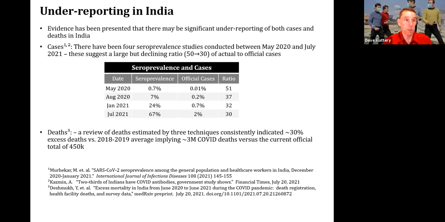We've done seroprevalence studies in the US too, and they haven't seen ratios anything like this. I think a lot of people think maybe the ratio in the US might be 4, but I don't know that we know that for sure.